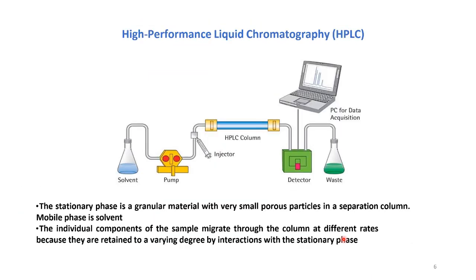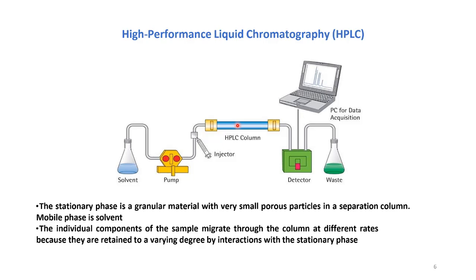HPLC is a very widely used technique. It is very important because it is highly sensitive. Here we have a solvent and a pump; the solvent is the mobile phase we are talking about, and the HPLC column has granular material which is stationary. So this is the stationary phase, and this solvent is the mobile phase. We have an injector with which we inject the sample we want to separate. Suppose the sample contains components A, B, and C, and depending upon their migration rate in the column, we detect them with the help of a detector.